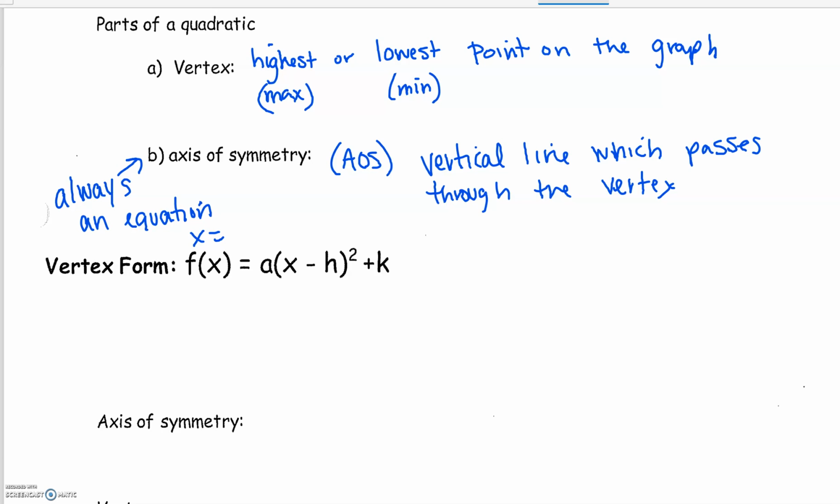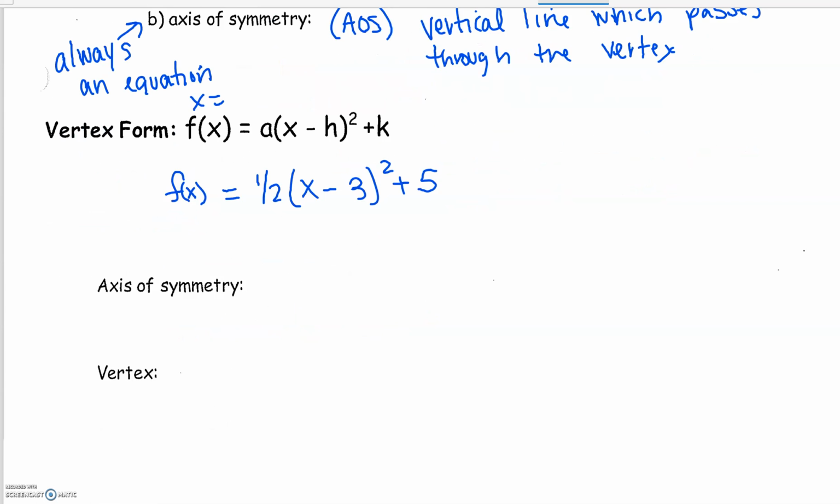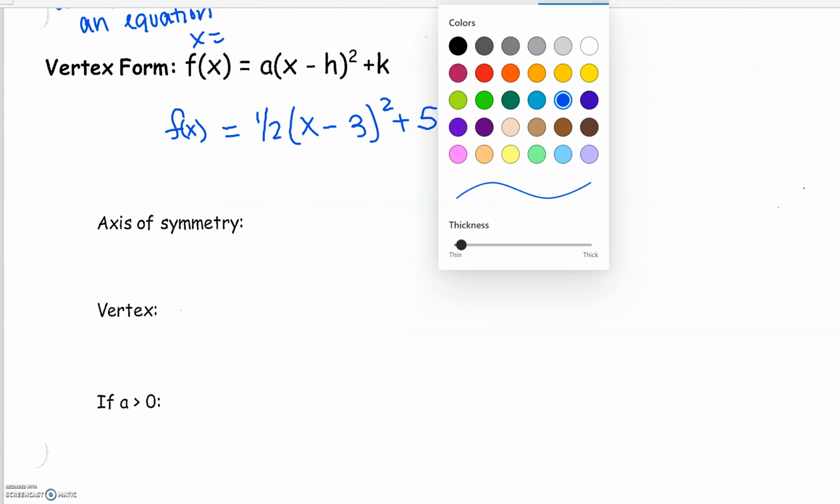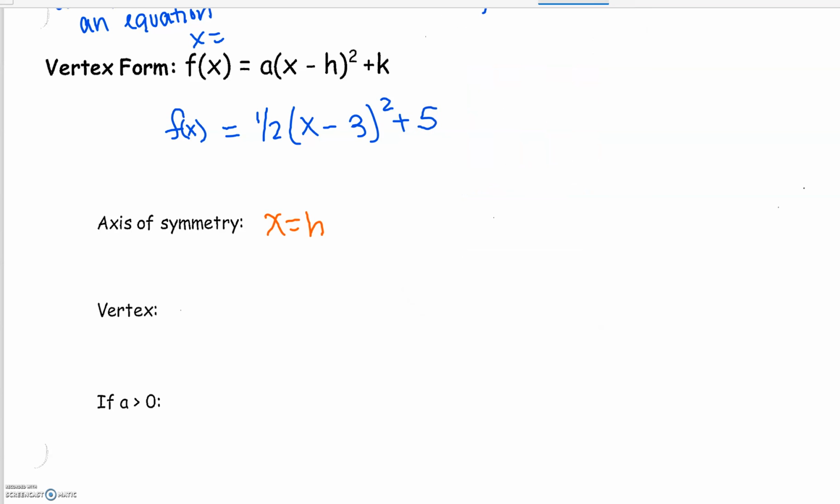So, for example, here's our vertex form. Let's say we had 1/2 and then x minus 3 squared plus 5. So then our axis of symmetry would be x equals our h, which in this case our h is right there. So it is the x coordinate of the vertex. So x equals 3.